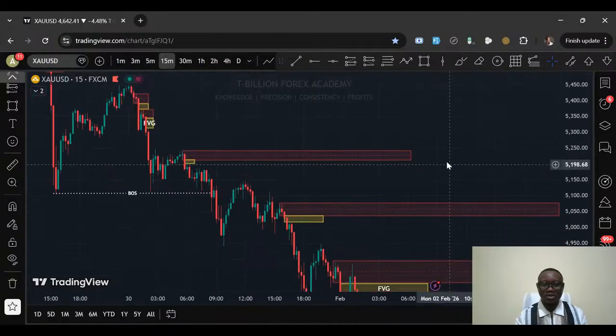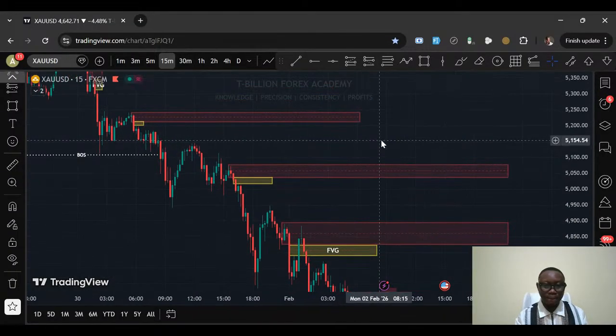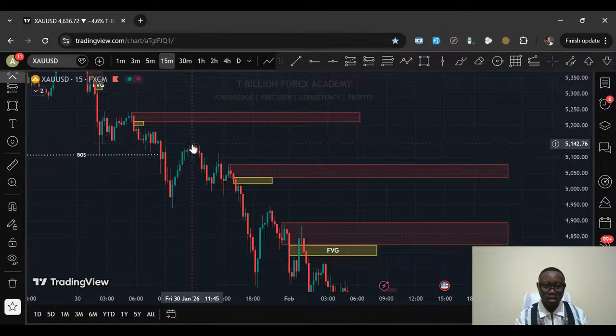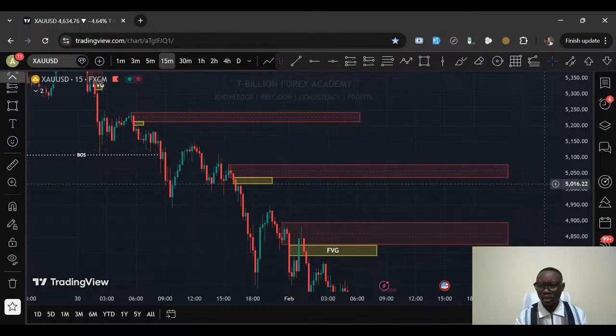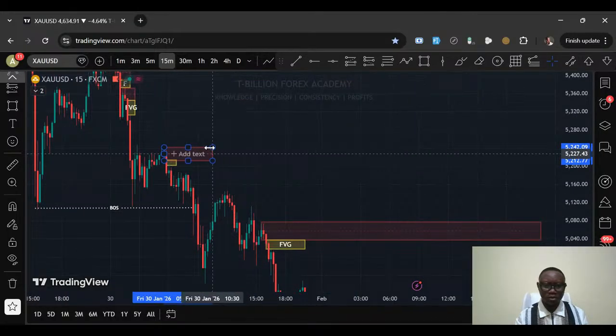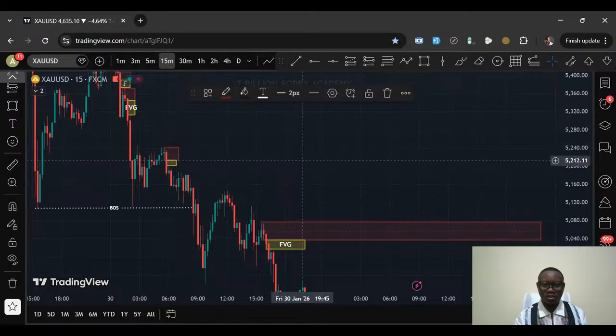All right, let's focus on the most recent structure, so at least we can take a trade right away. This has been mitigated. This order block zone led to this bearish move here. So it has been mitigated. We're not interested in that. I'm also going to minimize this because it's really far away from the current price level. So let's keep it like so.